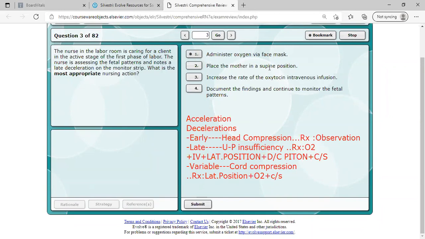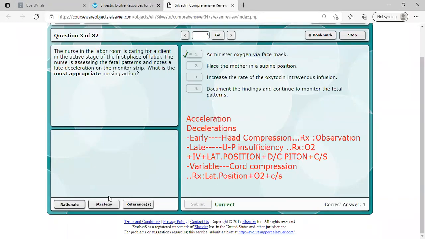Place the mother supine? No, left lateral position. Number three, increase the rate of oxytocin intravenous infusion? No. Discontinue Pitocin or oxytocin. Another name for oxytocin is Pitocin. And number four, document the findings and continue monitoring the fetal pattern. First things first: give them oxygen, save the life.